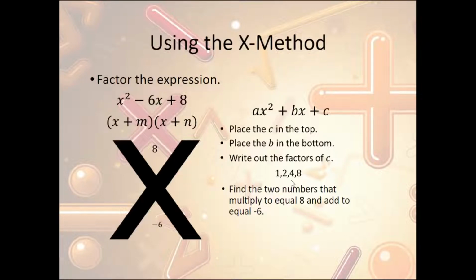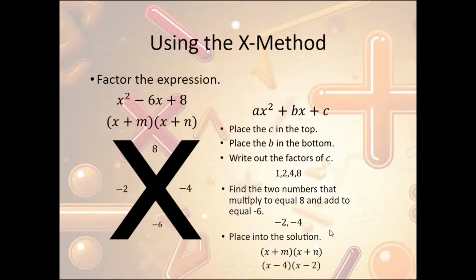So I'm looking at negative 1 times negative 8 is positive 8, but it's also equal to negative 9. So that's not the answer. What about this one? So negative 2 and negative 4. If I multiply those two together, I get positive 8. And when I add them together, I get negative 6. So that would be my solution. So it's negative 2 and negative 4. So I place those in my x and then add them to my solution, which started as x plus m times x plus n. Well, I'm going to plug in negative 2 for one of these and negative 4 for the other one. So I get x minus 4 times x minus 2.